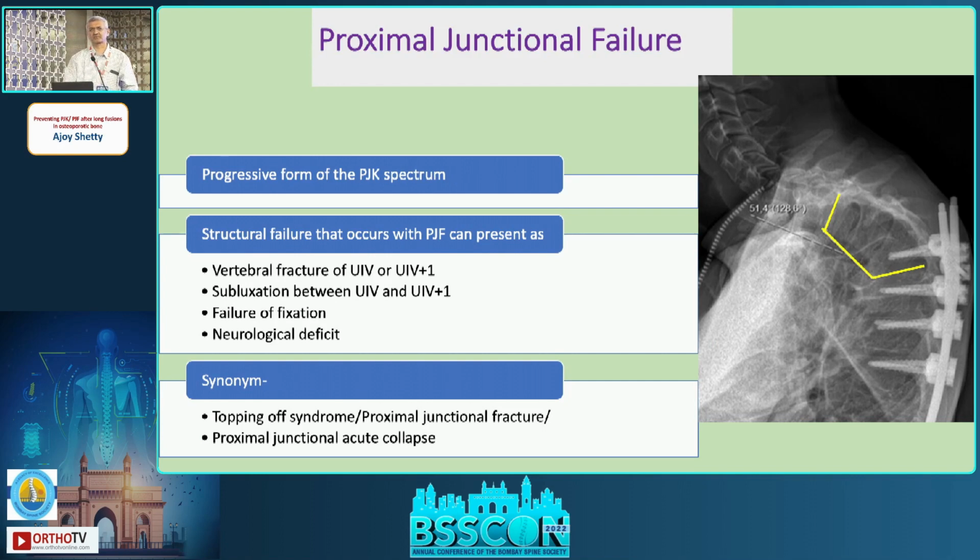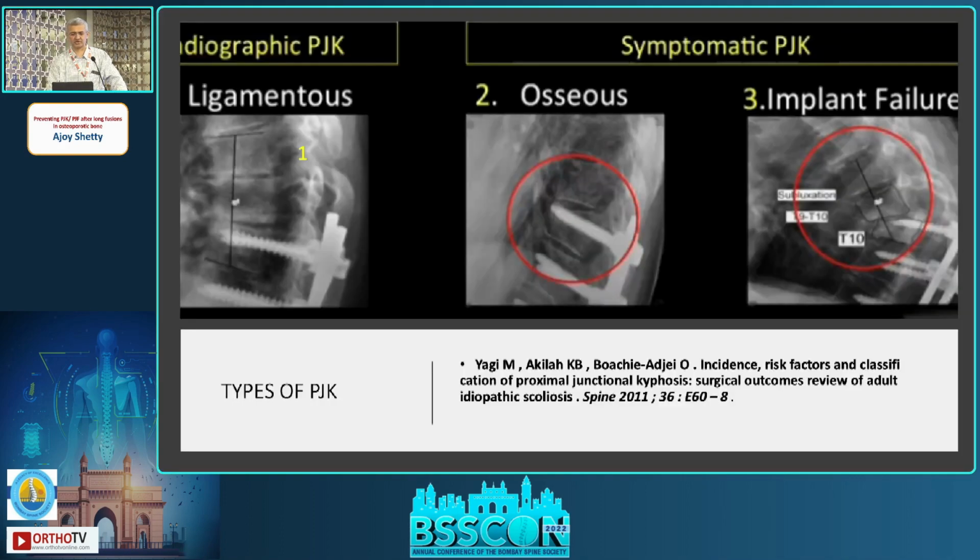Whereas PJF is a progressive form of the spectrum where there is a failure, which could be in the form of a fracture, a soft tissue failure, or an implant failure, with the need for revision surgery and neurological deficit. The various synonyms used are toppling off syndrome, proximal junctional failure, or proximal junctional acute collapse. Radiographically, you can have 3 types as brought about by Yagi et al.